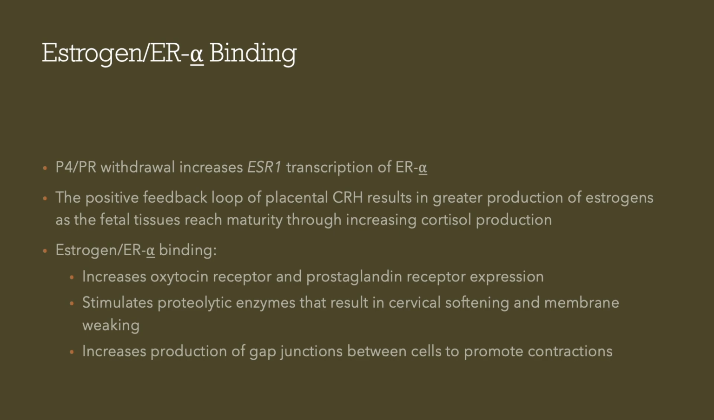Estrogen and estrogen receptor binding increase oxytocin receptor and prostaglandin receptor expression. Estrogen receptor and estrogen binding also stimulates proteolytic enzymes that result in cervical softening and membrane weakening, so think cervical ripening. And estrogen receptor binding increases production of gap junctions between cells to promote contractions.